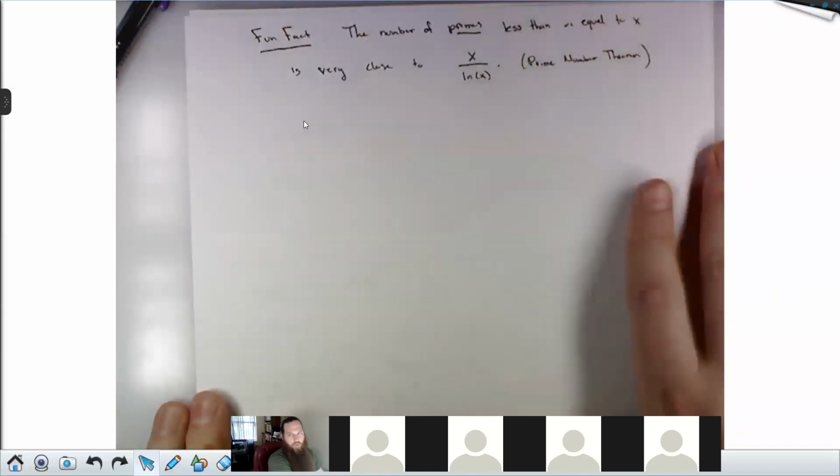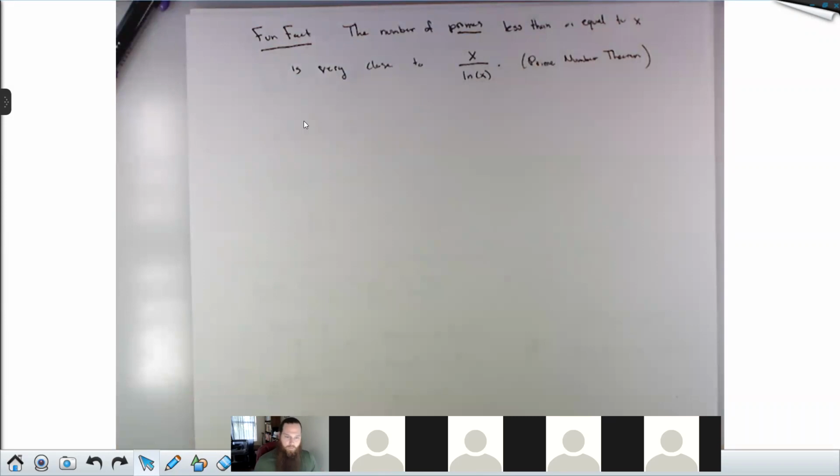So you see, just one of the many, many ways that logarithms are hugely important in mathematics. This is one of the crowning achievements of modern math. It took hundreds of years to prove this. I won't go into any more of that, but I do want to discuss some other properties of logarithms.